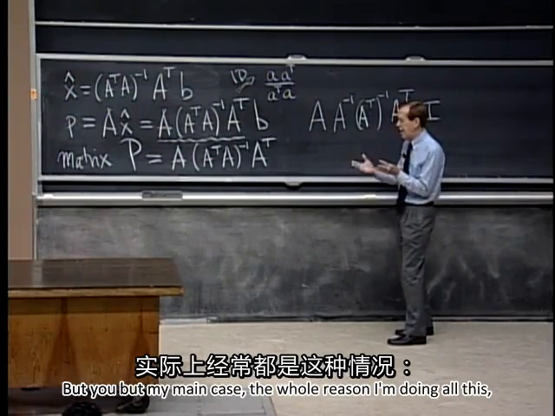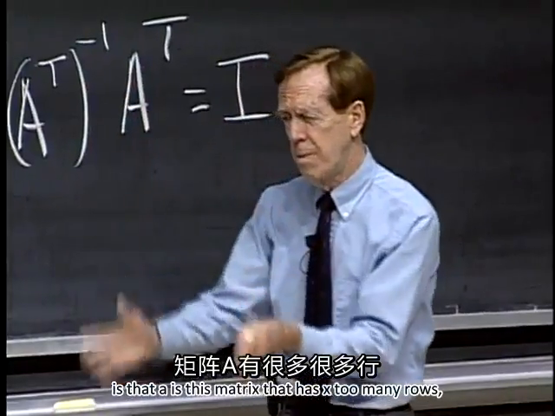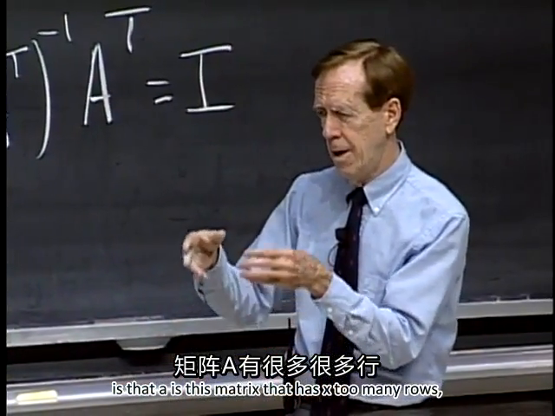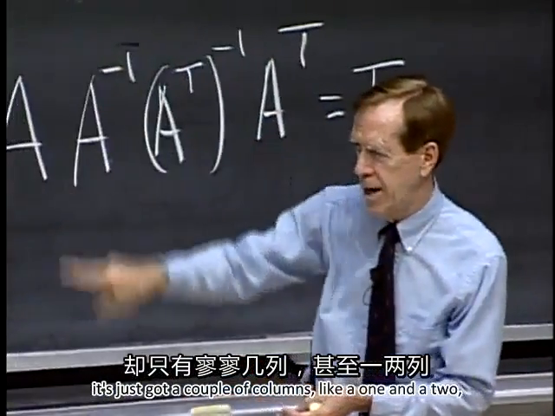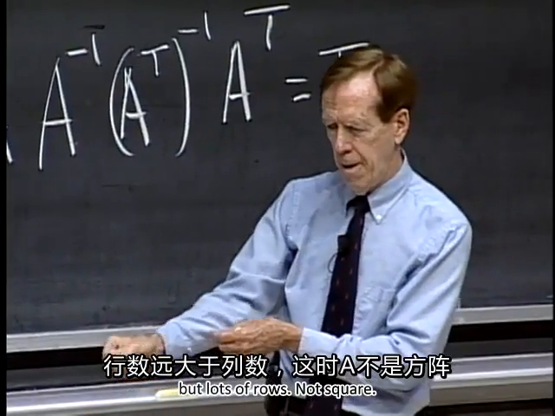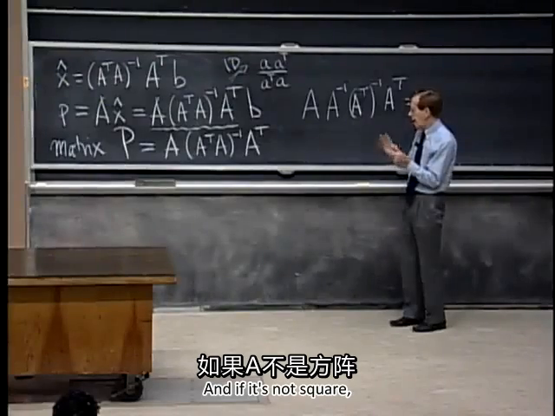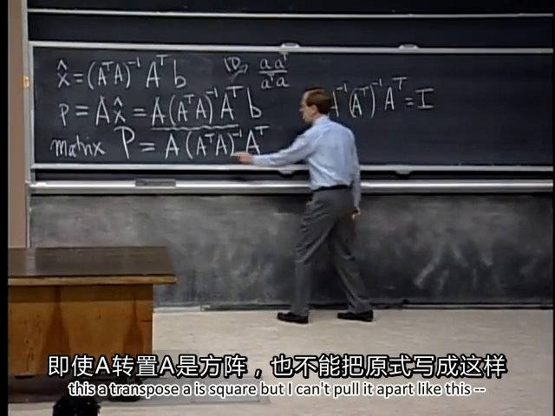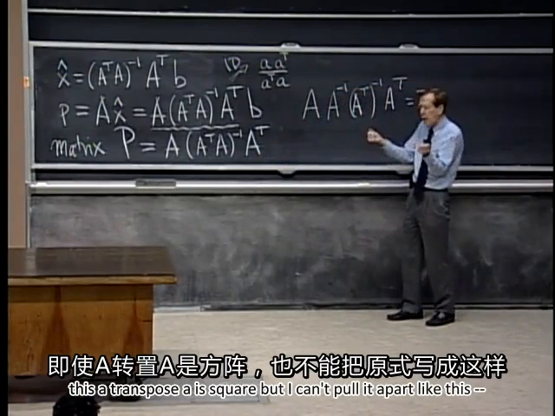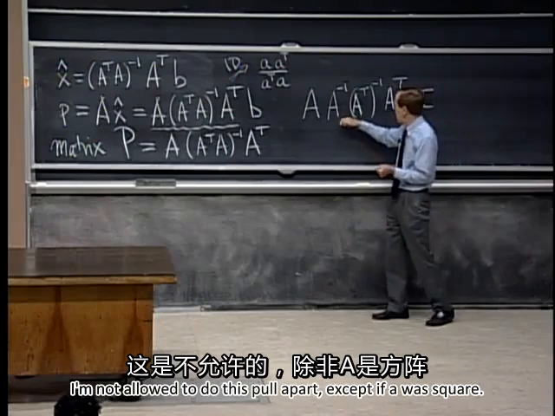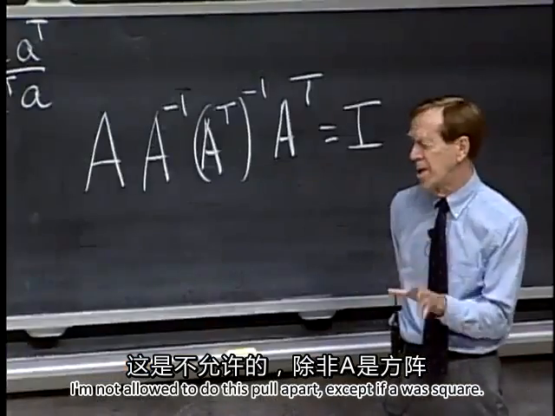But my main case, the whole reason I'm doing all this, is that A is a matrix that has too many rows. It's just got a couple of columns, like A1 and A2, but lots of rows. Not square. And if it's not square, this A transpose A is square, but I can't pull it apart like this. So I'm not allowed to pull it apart, except if A was square.